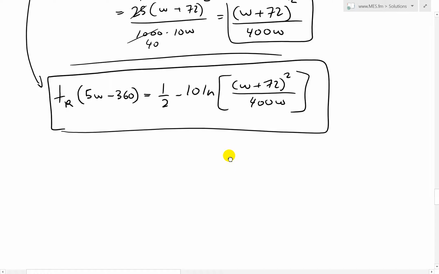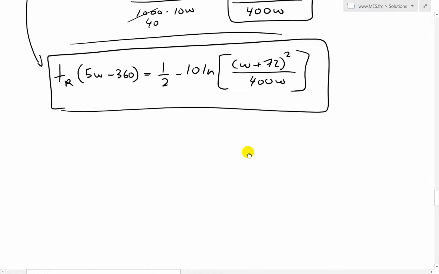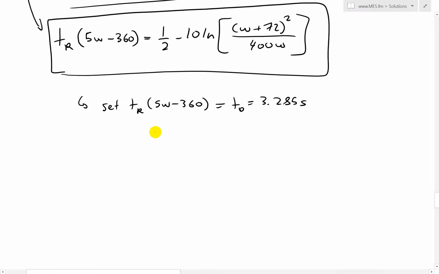Now this is a very complicated formula. It's not too easy to just solve for W explicitly, I mean. So what we'll do is graph it instead and then solve for it graphically, and I'll go over that in a bit. But basically what we want is to set TR of 5W minus 360, which I already wrote down above, equal to TD, which equals 3.285. So it's not easy to solve for W, or I'm not even sure if it's possible. So we set it equal to this and then solve for W.